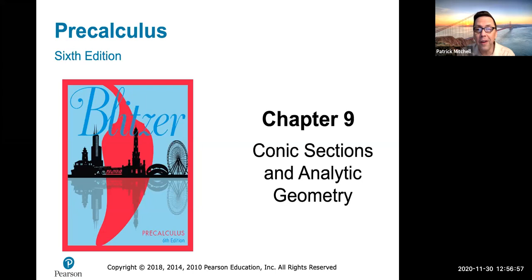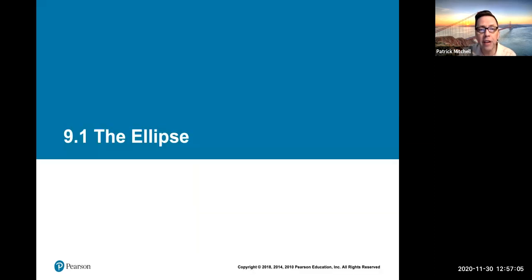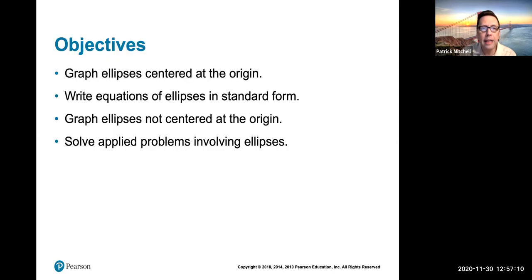We are starting our last chapter today, chapter 9 on conic sections and analytic geometry. The first section is about the ellipse, which is one of the conic sections. In this section, we will graph ellipses centered at the origin, write equations of ellipses in standard form, graph ellipses not centered at the origin, and then we'll end with solving an applied problem involving ellipses.